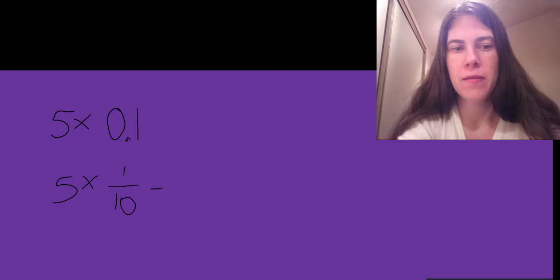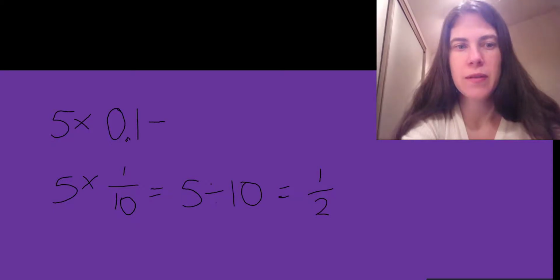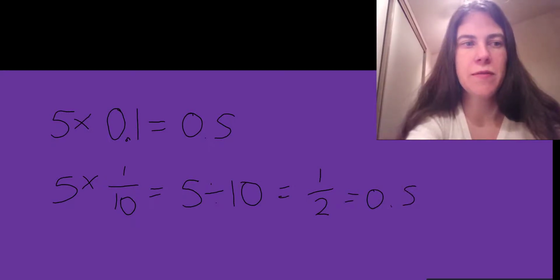I want to talk about decimals now. If I say 5 times 0.1, that's 1/10. What I'm saying is 5 times 1/10, which is really the same thing as 5 divided by 10. So in this case, it's going to be 1/2, which is the same thing as 0.5. That was our first example.